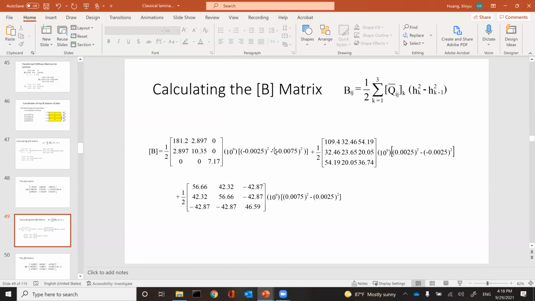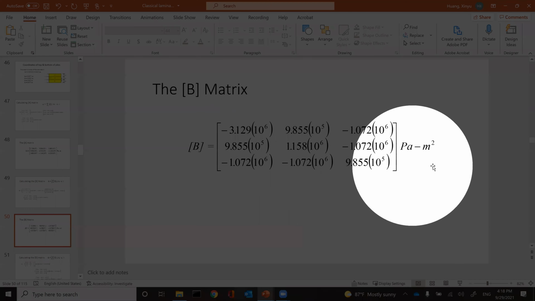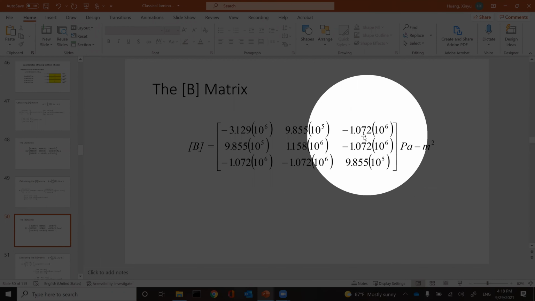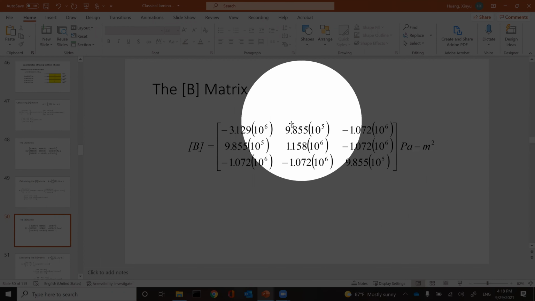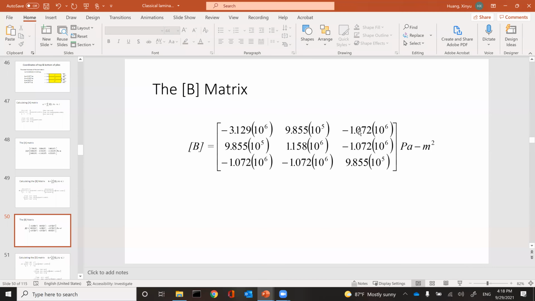Now, what will be the unit for this B matrix? What are the physical units? It's Pascal meter squared. So it's Pascal meter squared right here. So this is the B matrix. Once you sum everything together, you could possibly take some of the common factor out, for example, 10 to the 5 to here. That's fine too, depending on how you want to write.